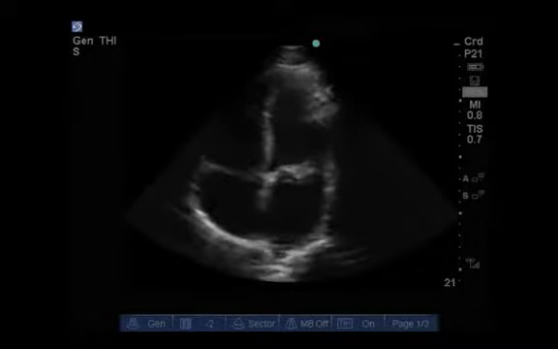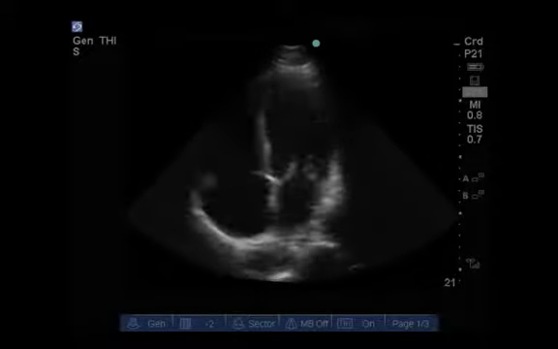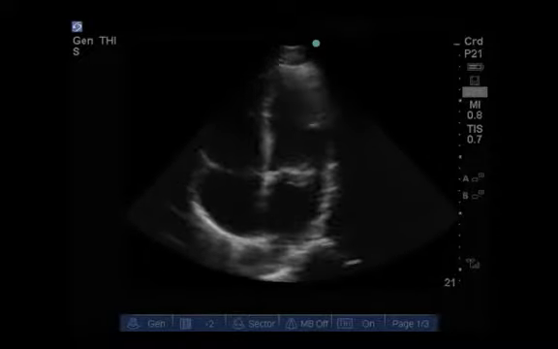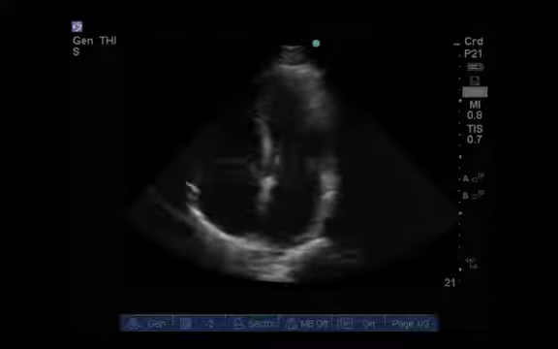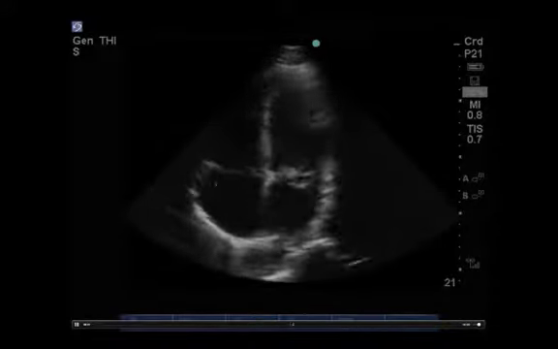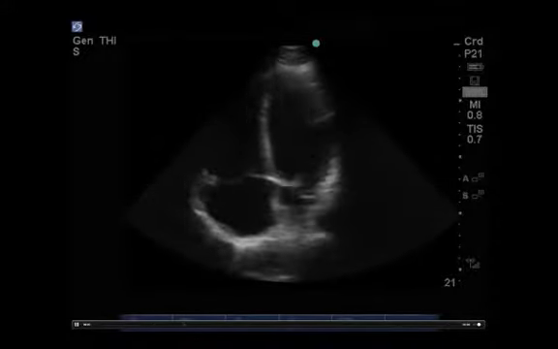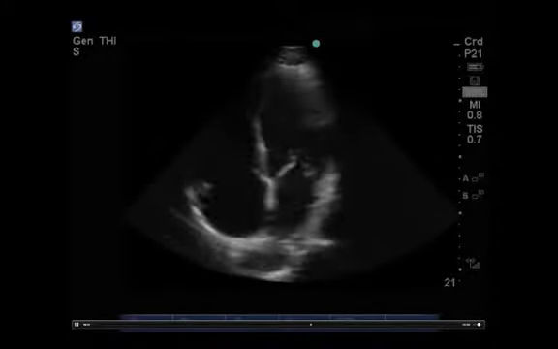By way of comparison, we have a 2D image here of the heart from an apical four-chamber perspective, looking at the tricuspid valve on the left and the mitral valve on the right. We can look at the tricuspid valve. We see that the valve, again, is thin, generally opens well, no obvious lesions or thickening.